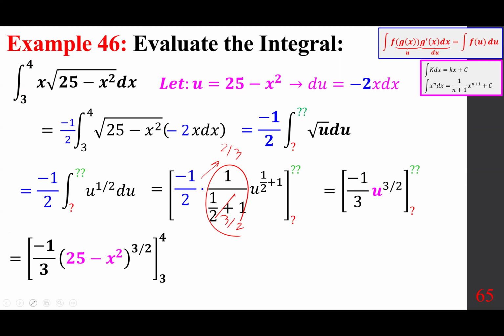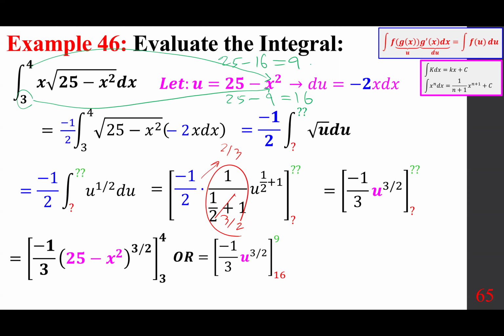However, the second method is to figure out the new limits. When I put the 3 here, 3 squared is 9, so 25 minus 9 becomes 16. If I put the 4 here, 4 squared is 16, and 25 minus 16 is 9. So those are my new limits. And I'm going to stick with the new limits. Normally, new limits are easier to deal with.